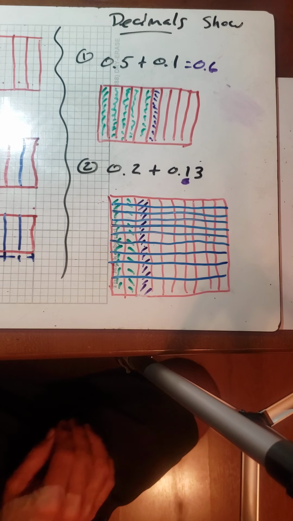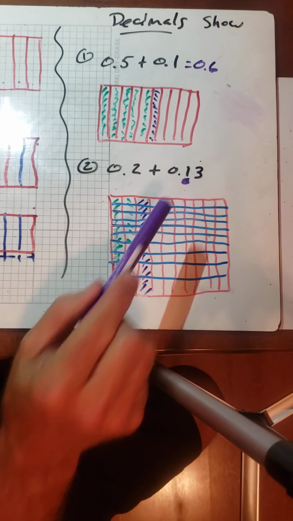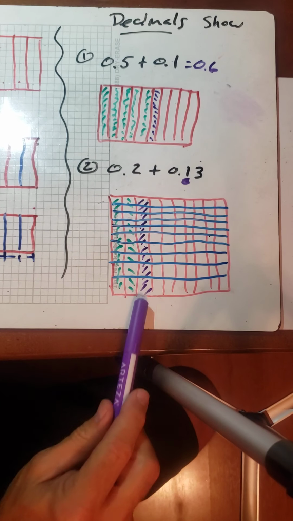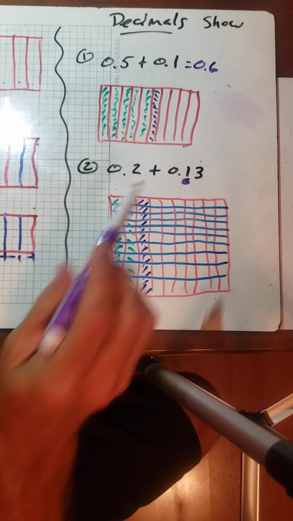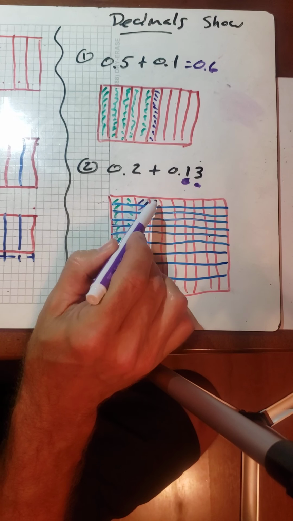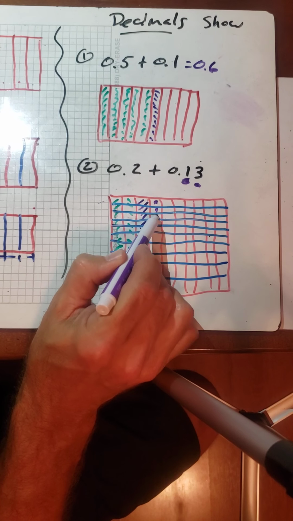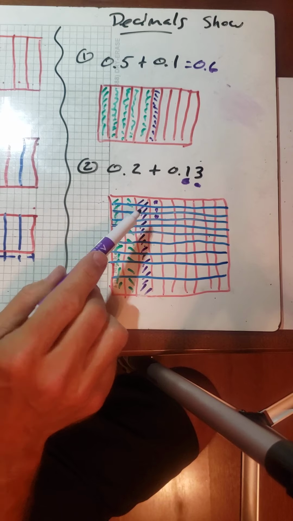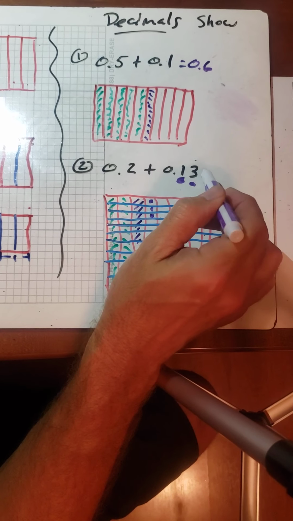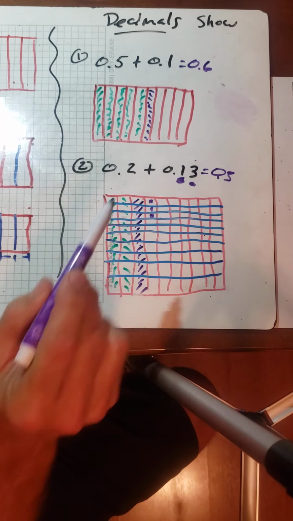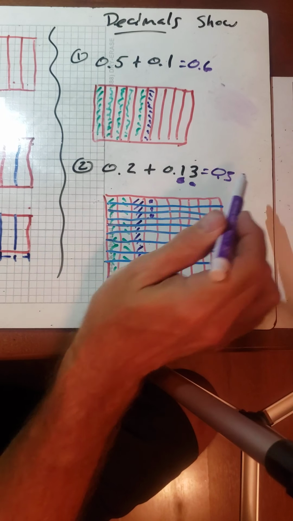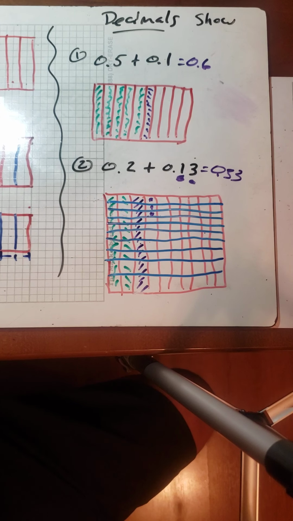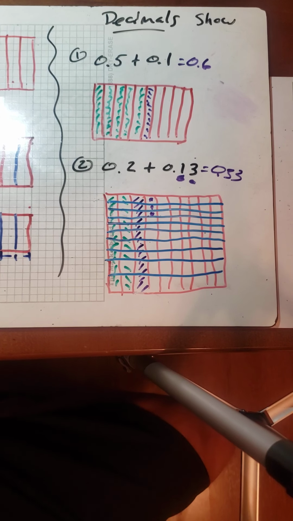And so now I have to shade in 3 that are this tiny little size. So the green and the purple, those are all tenths. And then I need this many more. So that is 1, 2, 3, like that. So what I end up with is I have 1, 2, 3 tenths. And then I have 1, 2, 3 100ths. So 0.33 is the answer that I get for that one.